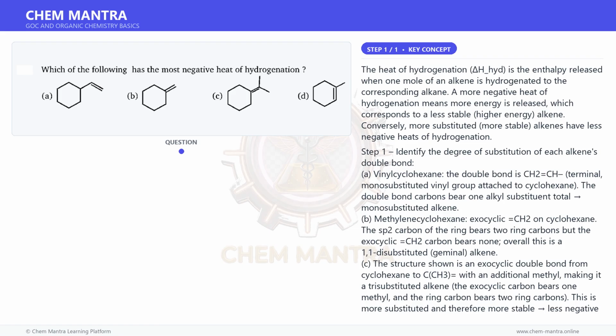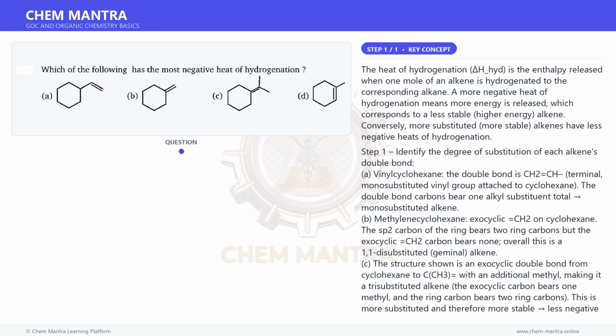Step 1. Identify the degree of substitution of each alkene's double bond. A. Vinyl cyclohexane, the double bond is CH2=CH, a terminal, monosubstituted vinyl group attached to cyclohexane. The double bond carbons bear one alkyl substituent in total, so it is a monosubstituted alkene.